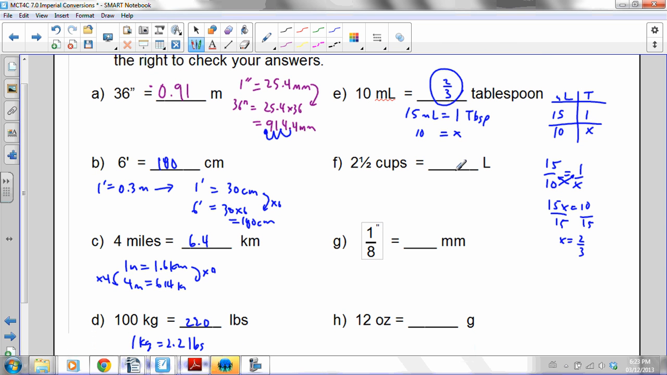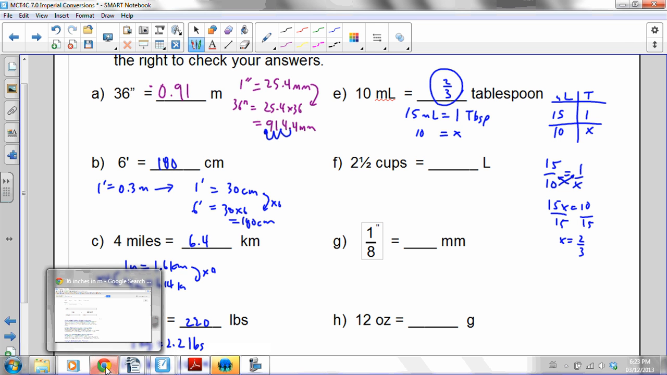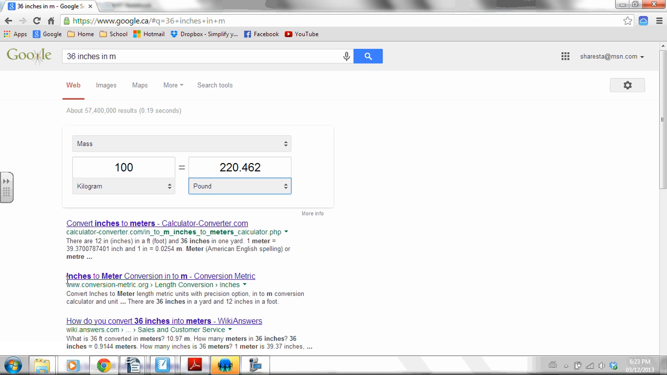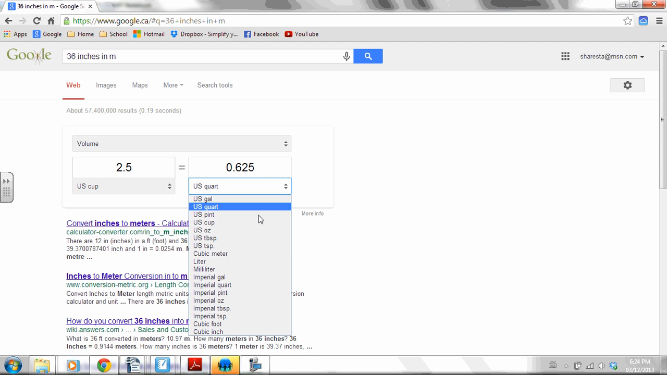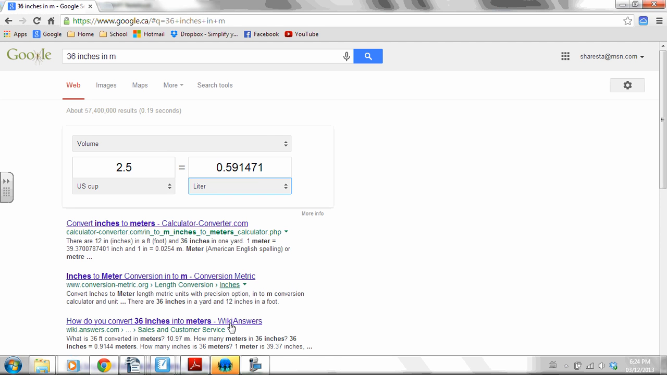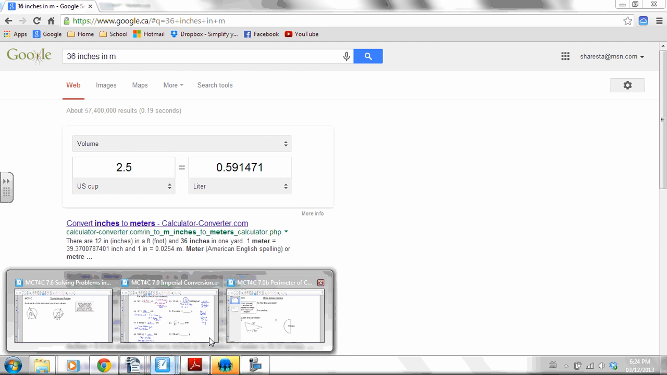2.5 cups into liters. Well, what was the connection? Well, notice I'm just going to use Google a couple of times here. I'm starting to lose interest in doing these conversions. You're probably pretty good at them, I'm hoping. So the next one was cups, which is, well, it's not a mass. Cups is a volume. Cups, and we had 2.5 cups. And that is in liters. 0.59.